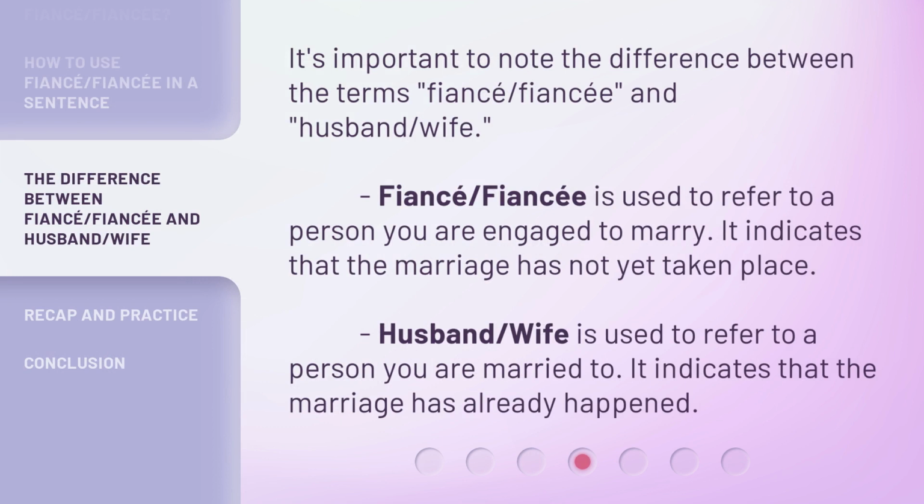It's important to note the difference between the terms fiancé, fiancée, and husband, wife. Fiancé, fiancée is used to refer to a person you are engaged to marry. It indicates that the marriage has not yet taken place. Husband, wife is used to refer to a person you are married to. It indicates that the marriage has already happened.